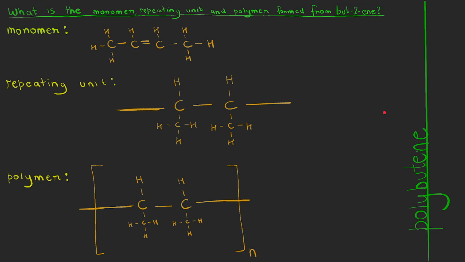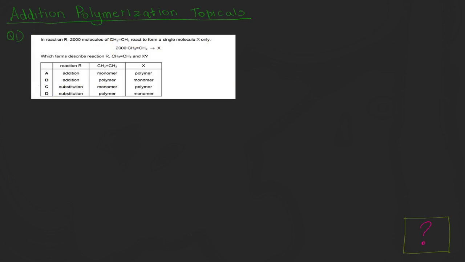Let's do a couple of topicals regarding addition polymerization. Actual questions from a past paper. Okay, pause the video and try it out yourself. Here we see that 2,000 molecules of ethene react to form a single molecule of X.